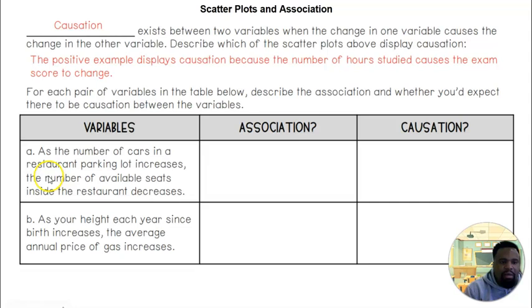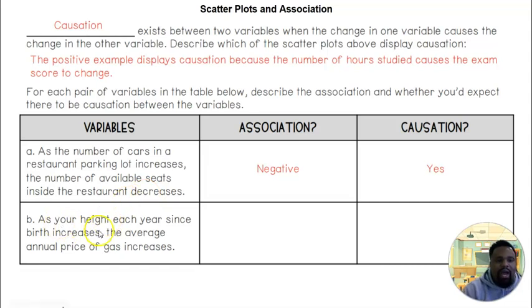All right, so let's look at this example. The number of cars in a restaurant parking lot increases. The number of available seats inside the restaurant decreases. Is there association? The more people come to a restaurant, the fewer seats there are. So you're going to have a negative association. Now is it causation? Think about it. Hey, you hungry? You going out to a restaurant? You see that the parking lot is packed, so you already know you're going to have a wait before you sit down and eat. So it is going to be causation because the more people are there, the fewer seats are available for you to go in and dine at your restaurant.